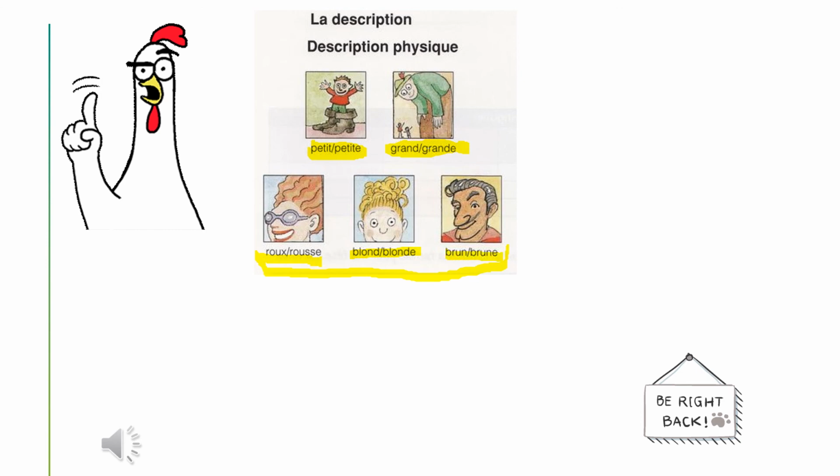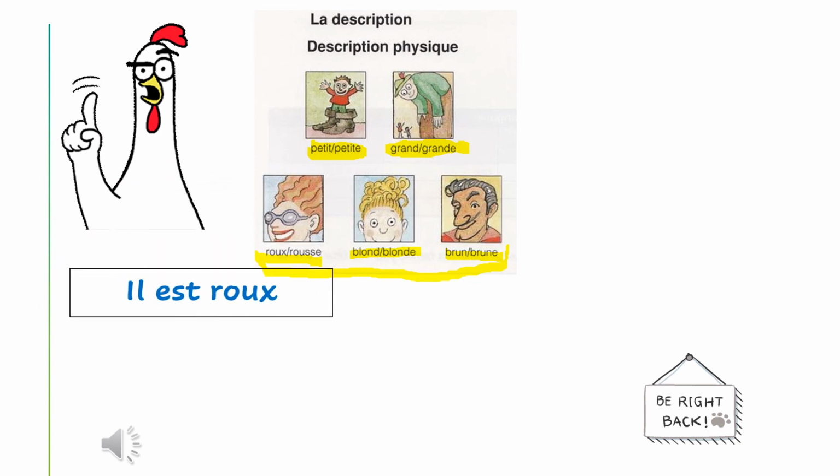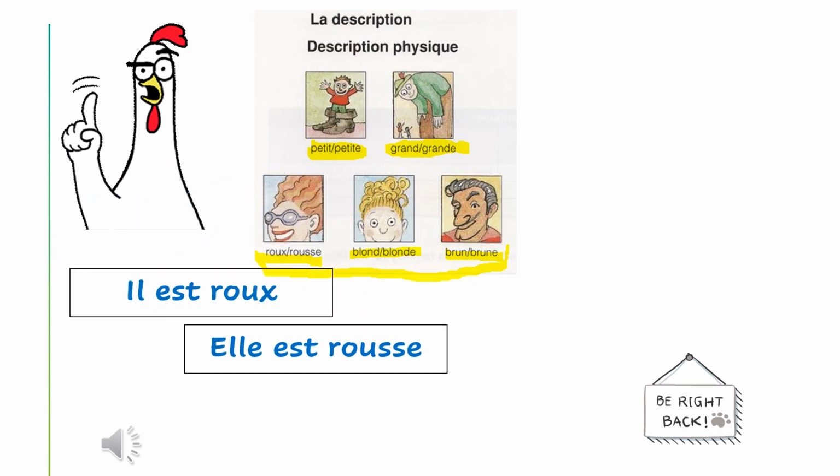Alright, so we can use the verb être to describe hair color as well, right? But for now, we're going to practice using the verb avoir. So for example, if we're saying he is a redhead, we're not saying he has red hair. Il a les cheveux roux. He has red hair. Okay, it's expressing the same idea, but in a different way. He's a redhead, we'd say il est roux, right? And then to say she's a redhead, we say elle est rousse. And we have here the agreement between the subject pronoun and the adjective: rousse goes with elle. Elle is feminine, so rousse has to be feminine as well.